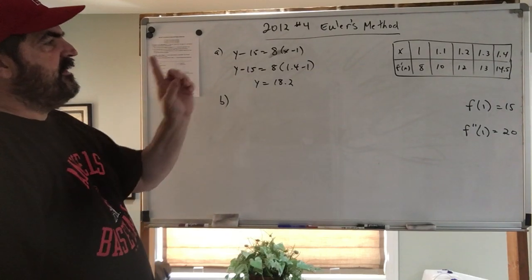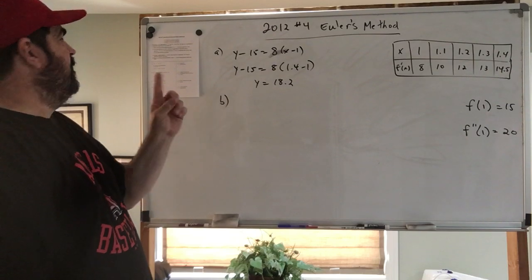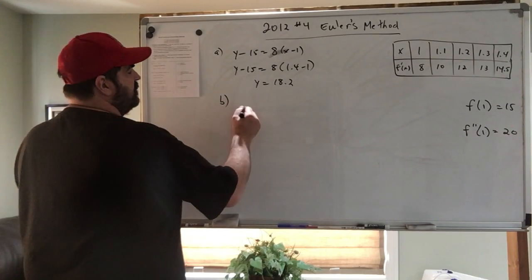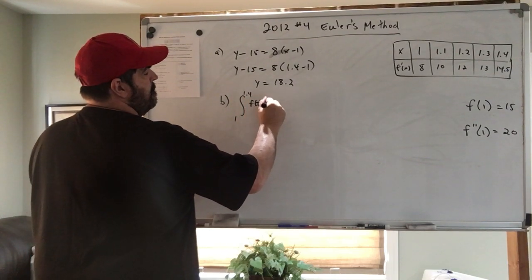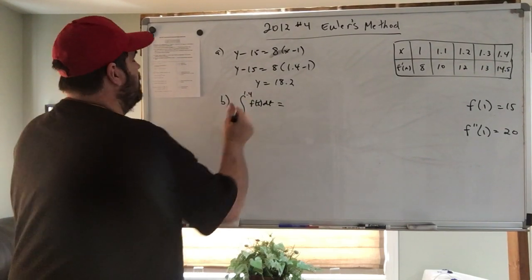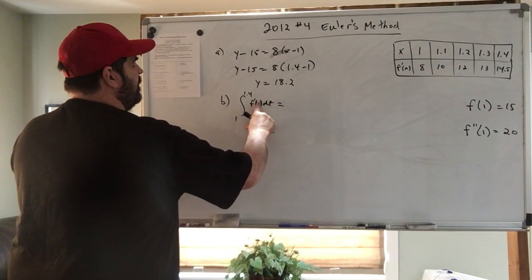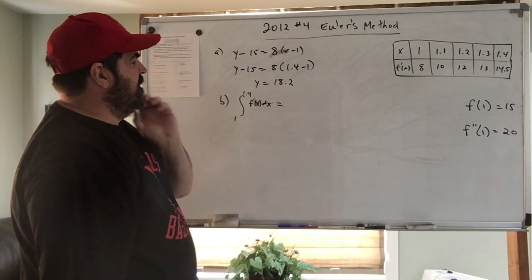All right, part B. They want me to find the integral of that for some reason. We'll find out in a minute. But they want me to use a midpoint Riemann sum. Okay, so we want to find the integral from 1 to 1.4 of the derivative, f prime of x. So the integral of this from 1 to 1.4.